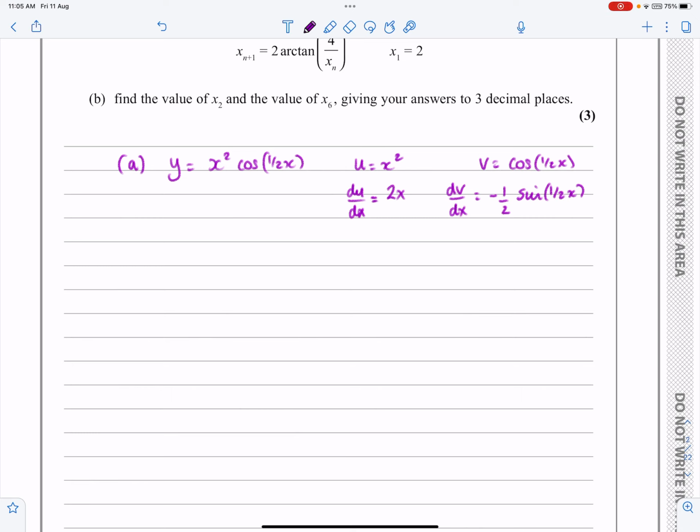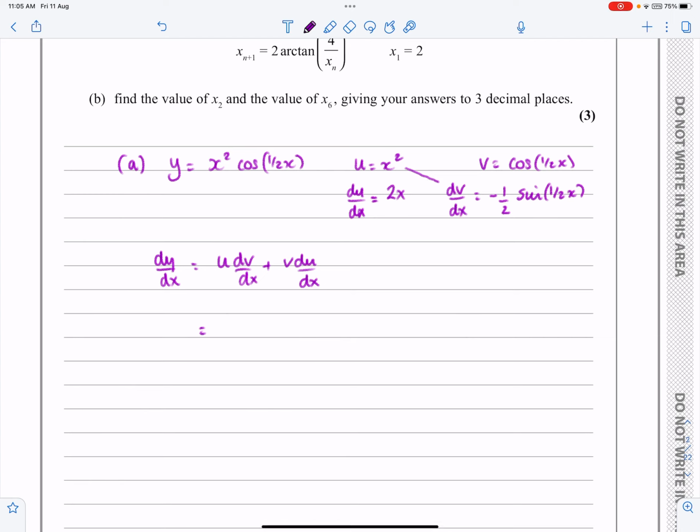Okay, dy by dx, the differential then, we're using product rule, which is u dv by dx plus v du by dx. I always write it down every single time I use it. It just means that it gets concrete into my head as to the formula. And also it means that I hopefully shouldn't make any mistakes with my copying errors. So u dv by dx is those two.